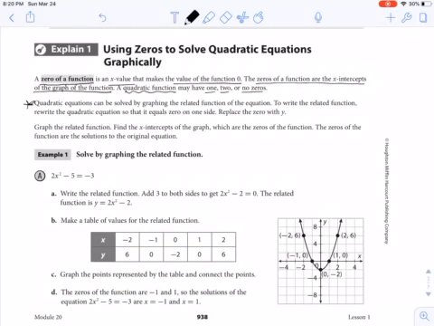Quadratic equations can be solved by graphing the related function of the equation. To write the related function, rewrite the quadratic equation so that it equals 0 on one side. So all we're doing is replacing the 0 with y. So graph the related function, find the x-intercepts of the graph, which are the zeros of the function. The zeros of the function are the solutions to the original equation.